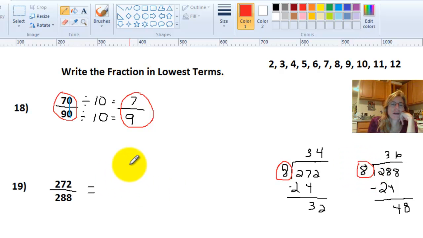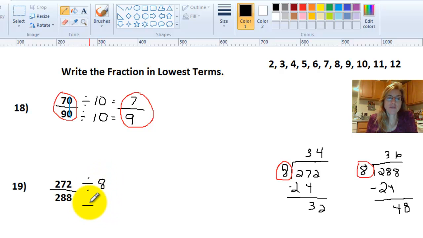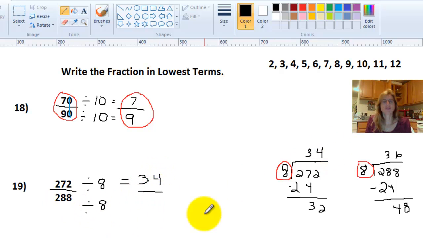So if we were to divide by 8, instead of starting with 2 or 4, let's go to 8. Divide the numerator by the same number as the denominator. You can't choose different numbers. So 8 times 34 is 272. So 272 divided by 8 is 34. We're getting a new fraction here. 288 divided by 8 is 36.